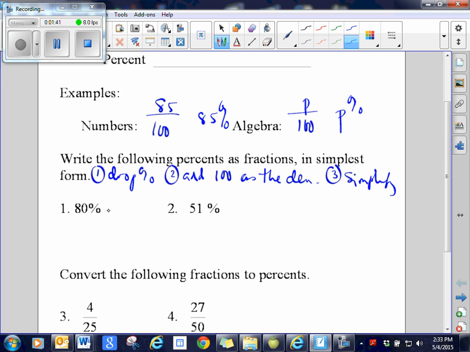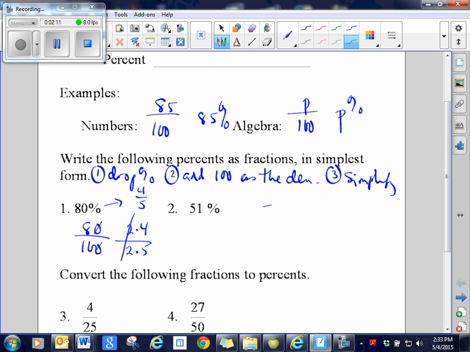So 80%, drop the percent sign. There it is, dropped. Put it over 100 and simplify. So we know that 80 over 100 will simplify all the way down to the tens will cancel each other out. 8 is the same as 2 times 4. 10 is the same as 2 times 5. So 80% is the same as 4/5 written as a fraction.